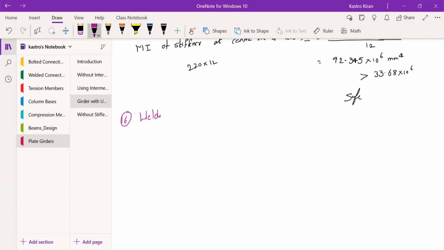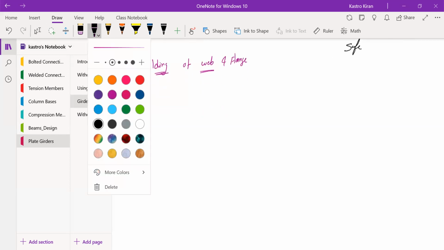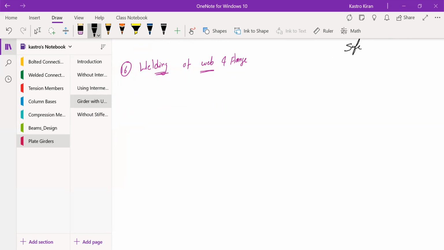Welding of web and flange. First let's connect flange and web. Once you do this step, then we'll connect the other parts. So we are going to assume fillet weld on either side. Assume fillet weld is provided.